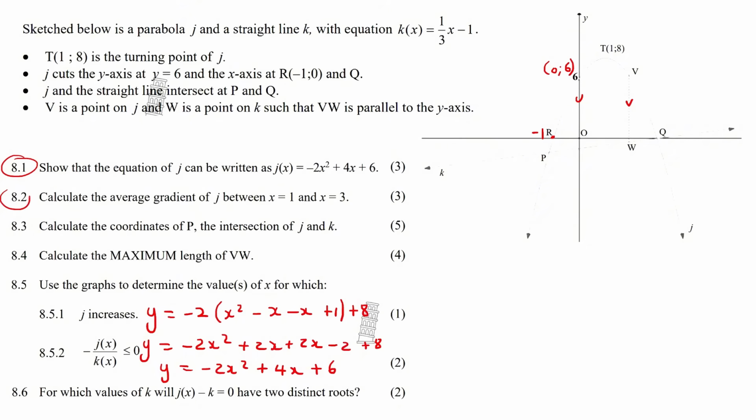what they want. Calculate the average gradient between x equals 1 and x equals 3 on the graph of J. Okay, so don't worry about the word average, just work out the gradient. There is a reason why they're using the word average, but it doesn't change how you're going to calculate it. y2 minus y1 over x2 minus x1. So they're saying at the place where x is 1, we already have x equals 1, so we know that coordinate is 1 and 8.